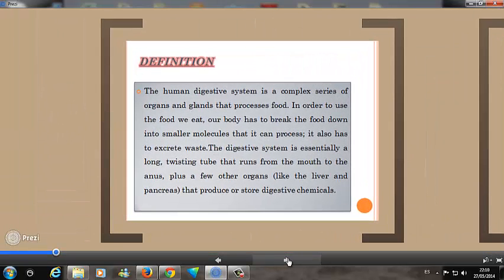Definition: the human digestive system is a complex series of organs and glands that process food. In order to use the food we eat, our body has to break the fat down into smaller molecules that it can process. It also has to excrete waste. The digestive system is essentially a long, twisting tube that runs from the mouth to the anus, plus a few other organs, like the liver and pancreas, that process or store digestive chemicals.